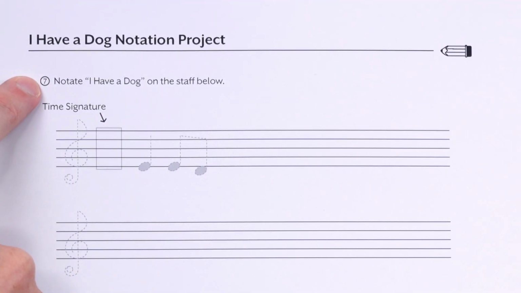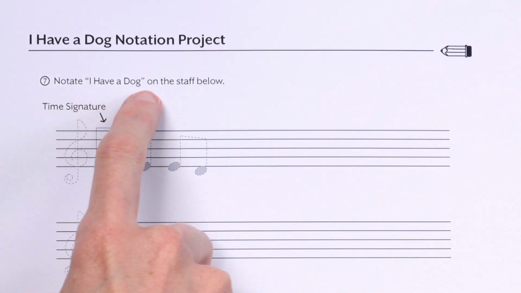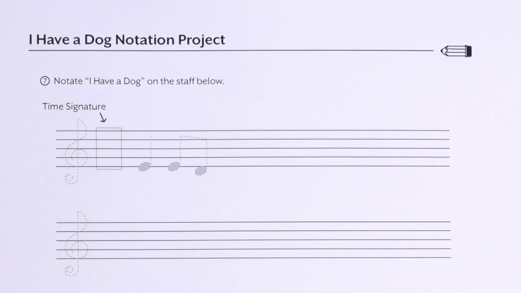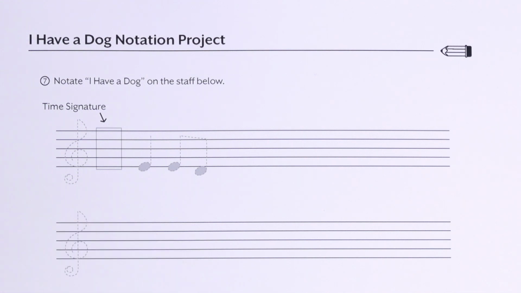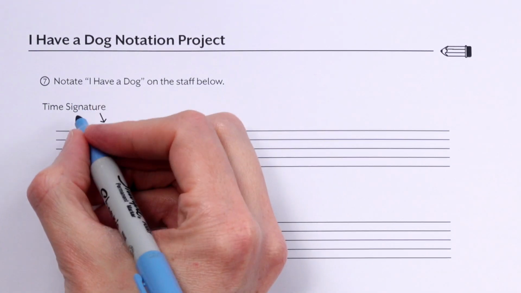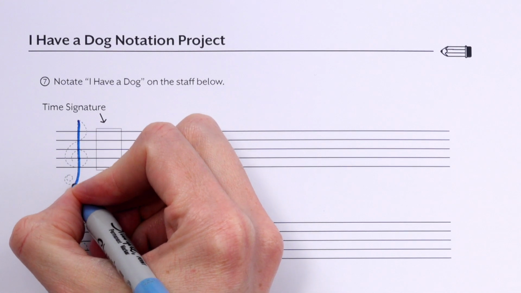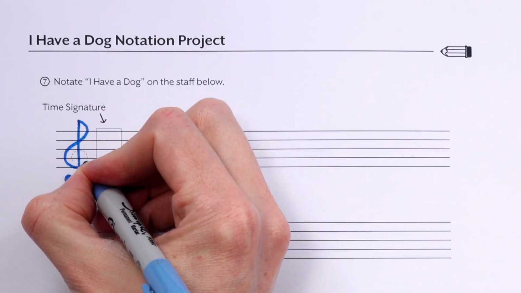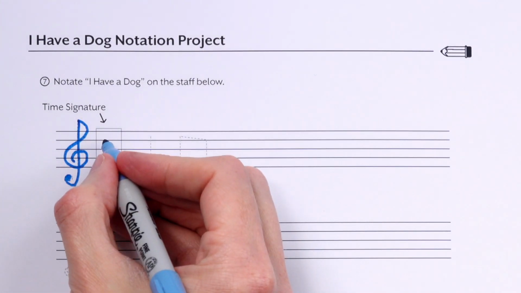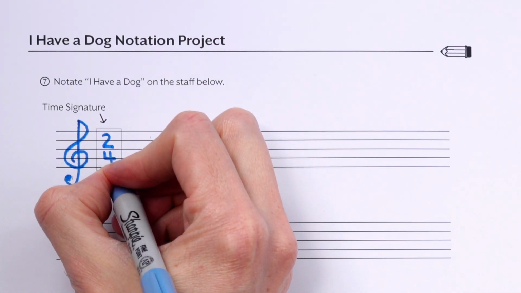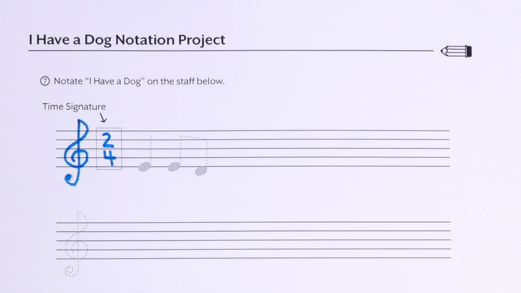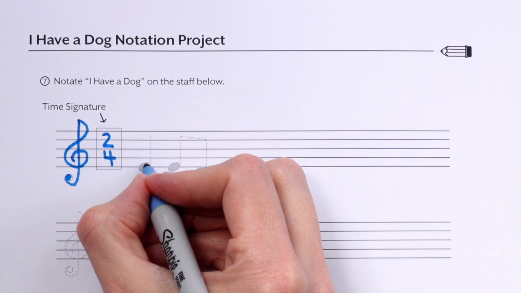Step 7 is to notate I Have a Dog on the staff below. So now we're taking everything we've figured out so far and turning it into real music notation written on the staff. So you'll draw your treble clef. You'll add a time signature, which we've figured out was 2-4. And then you'll look at the rhythms and the letter names to figure out where to draw on the staff.